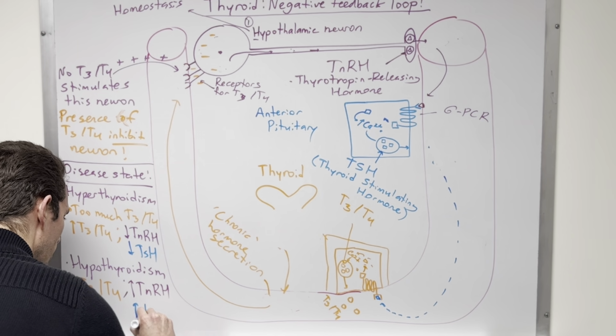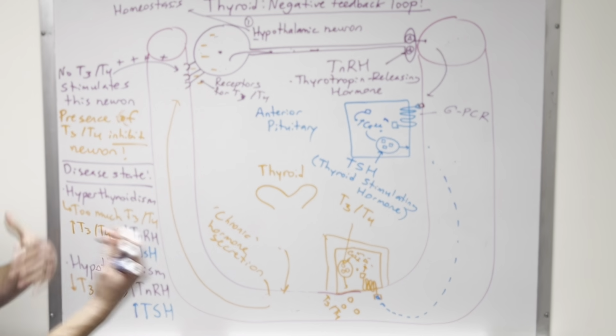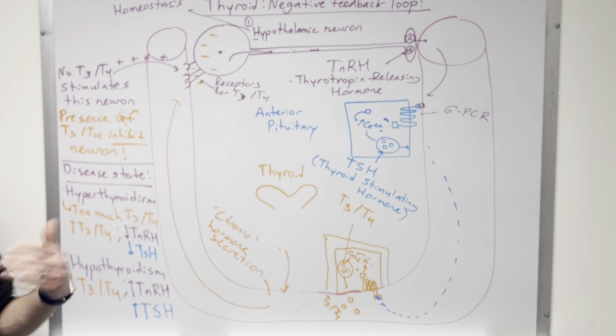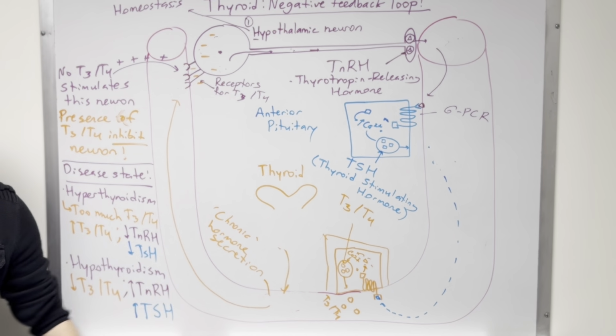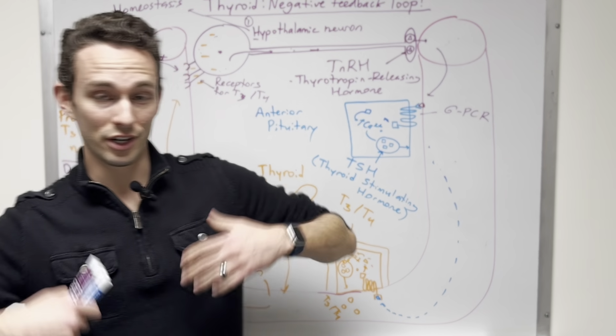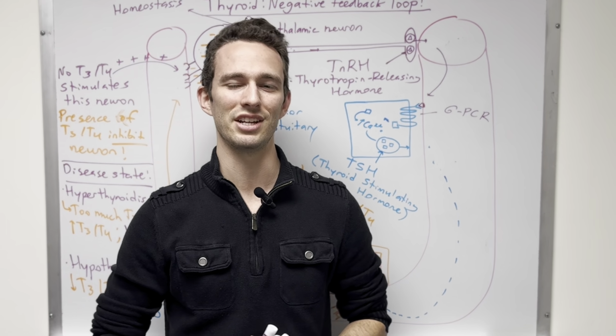Okay? So that is a disease state of the thyroid, hyper and hypothyroidism. And what would happen to the hormone levels that are attempting to maintain this negative feedback loop and homeostasis of T3 and T4? So clinical examples are great. Go ahead and watch the next video to understand more hyper and hypo states of hormones.